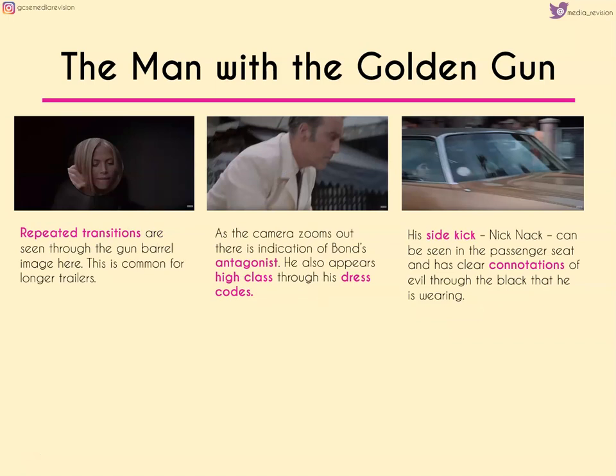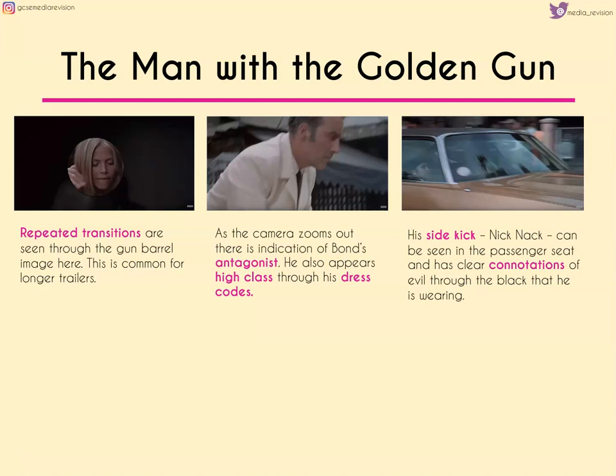Now we get repeated transitions which are seen through, again, the gun barrel image here, and this is a common convention for longer trailers to repeat particular transitions or frames, as you're going to see later on. Now as the camera zooms out, there's an indication of Bond's antagonist. He also appears high class through his dress codes.